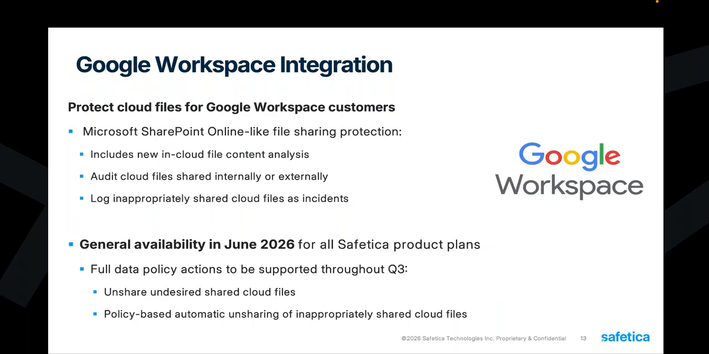So there are still some things that we are working on, and these will entail unsharing undesired shared cloud files, and then a policy-based automatic unsharing, which is basically our cloud response to blocking a certain action. You can imagine this easily as a user sharing a file, our product discovering that file shouldn't be shared, and automatically canceling that sharing. So very straightforward, maybe titled a little complicated on the slide, but it's basically about blocking inappropriate file shares.